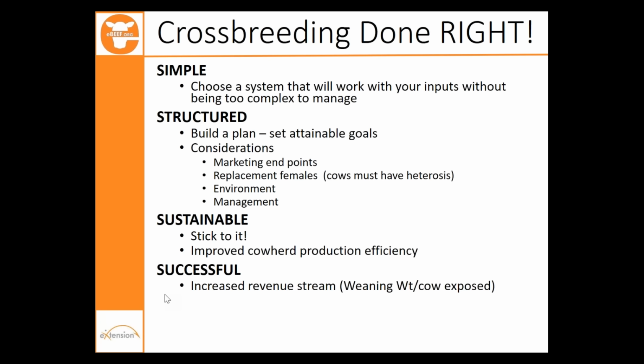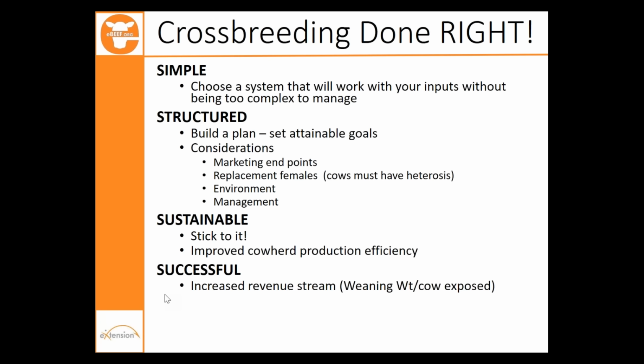Structured. I think the structure part of structured crossbreeding can't be overemphasized. This isn't a rotating bull of the month club. This is having a plan. So sitting down and working with resources available in terms of extension, folks like Megan and I, to figure out the plan and what the goals of your operation are is a really important part of that. And the considerations that Megan pointed out earlier, in terms of market endpoints, replacement female generation, environmental constraints, and managerial constraints, all play a key role in which of those structured systems makes sense.